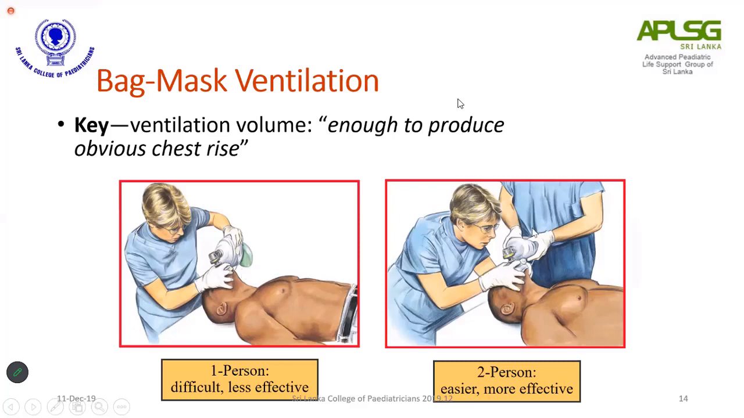If you have another helper, then of course you can hold the mask. One person can hold the mask with both hands using the C and E position while looking at the chest, while the other person can give effective ventilatory breaths. This is the more effective and the easier method, and you can provide effective ventilatory breaths for a longer duration of time.